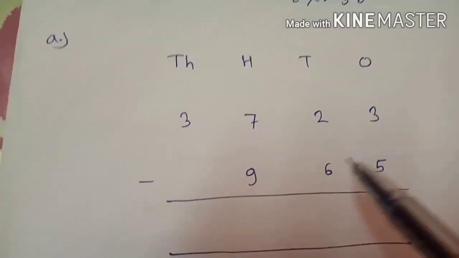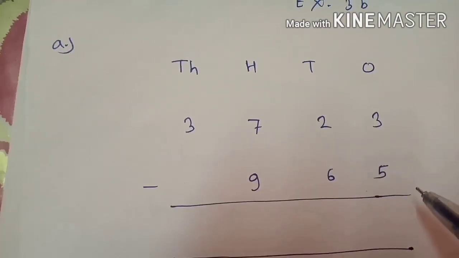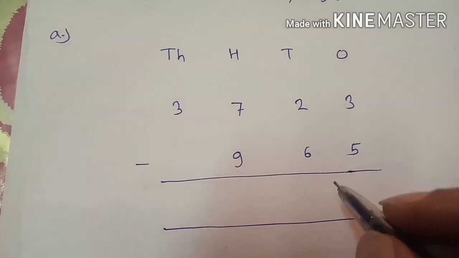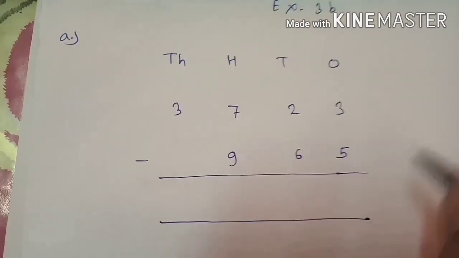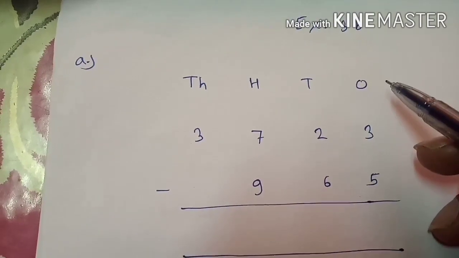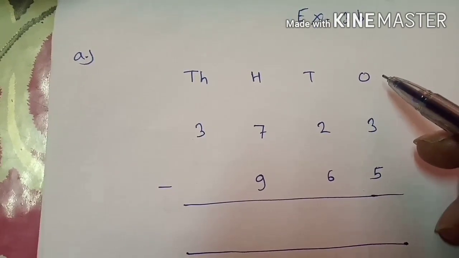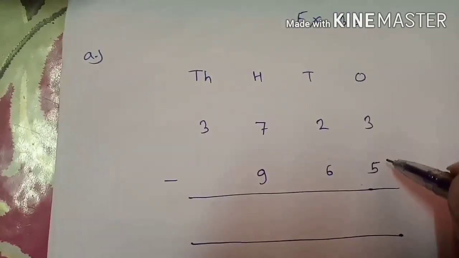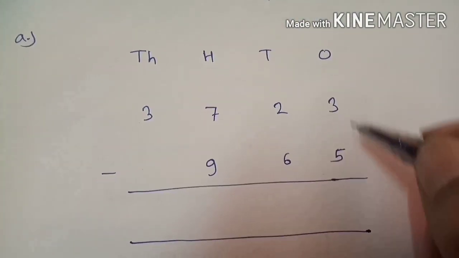3723 is our minuend and 965 is our subtrahend, and this will be our difference. Okay, our result will be the difference. So now remember this thing, always start subtraction from the ones place. So here we have to subtract 5 from 3.